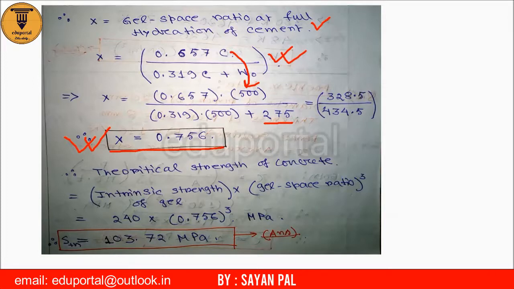Okay, now as per the previous formula, the theoretical strength of concrete is equal to intrinsic strength times gel space ratio cubed. Our intrinsic strength is given as 240 and the gel space ratio we have found is 0.756, cubed. So we get the theoretical strength of concrete as 103.72 MPa. Okay, so this is our answer. This is the way to solve this kind of question.